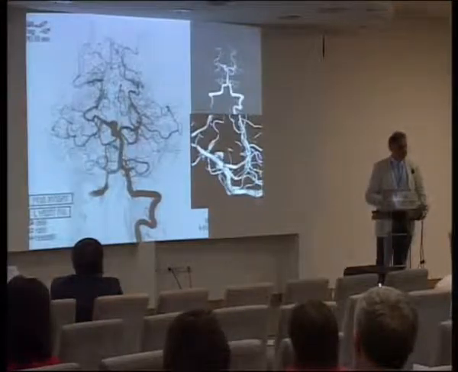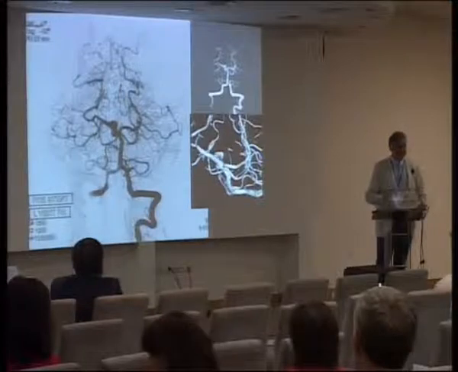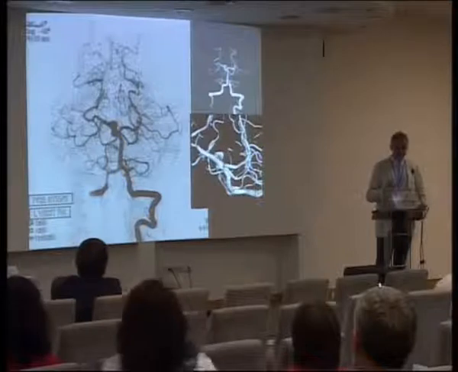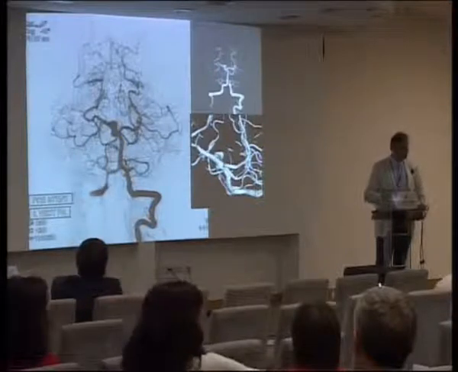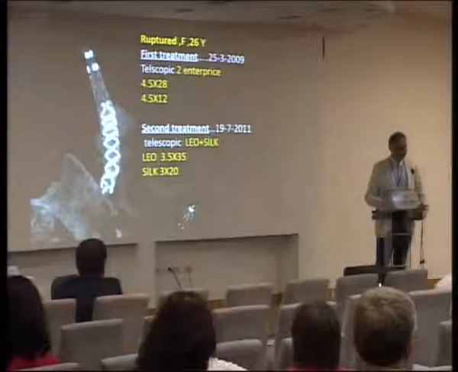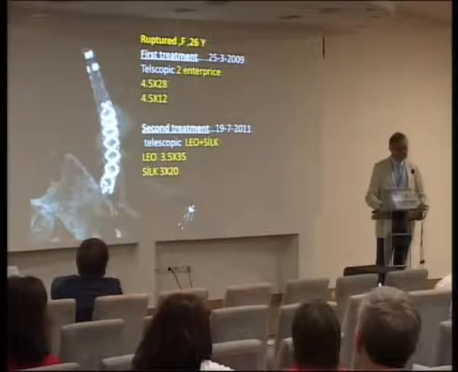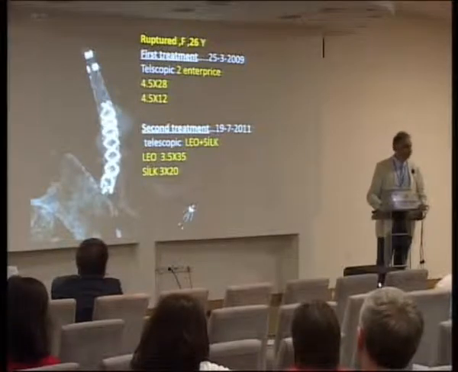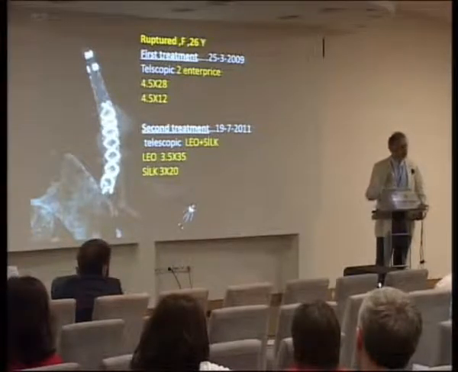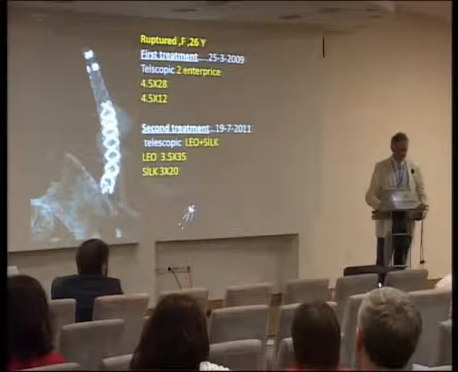Another location is the superior cerebral artery P1 bifurcation, and this is also a very prominent location for this group. Again, we did our best. The first treatment in 2009 was telescopic stenting with Enterprise. The first flow diverters appeared in those years. And then it didn't change.